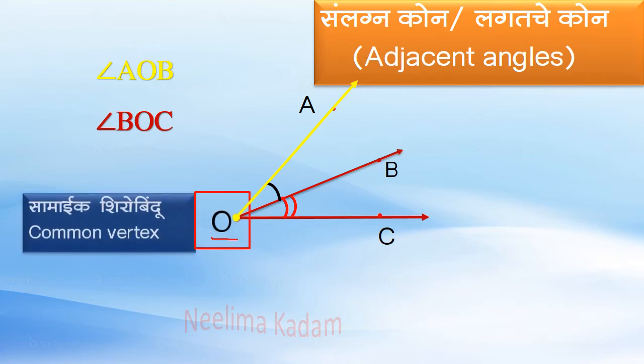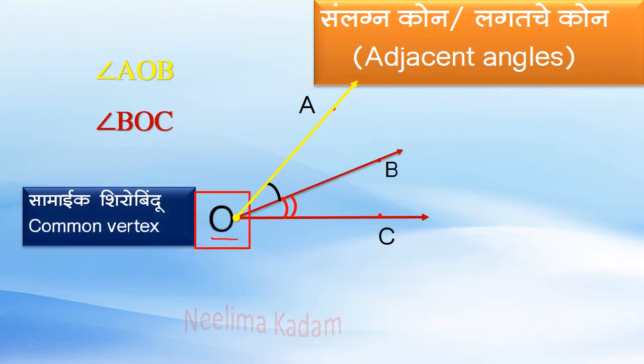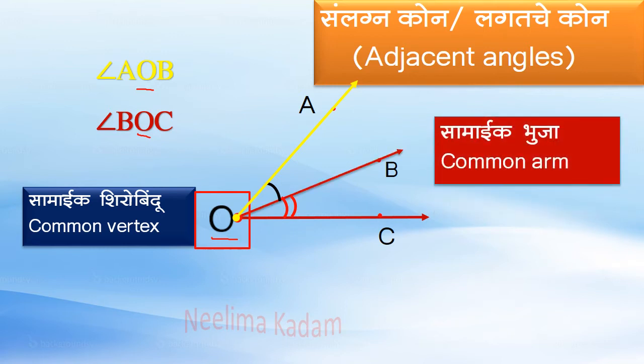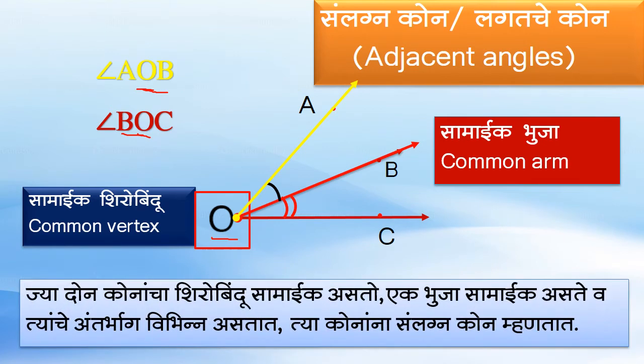Dear friends, you see that O is the common vertex of both the angles. Similarly, OB is the common arm, right? OB for both. Here also OB, here also BO means OB only. ज्या दोन कोनांचा शिरोबिंदू सामायिक असतो, एक भुजा सामायिक असते, मात्र त्यांचे अंतर्भाग विभिन्न असतात.